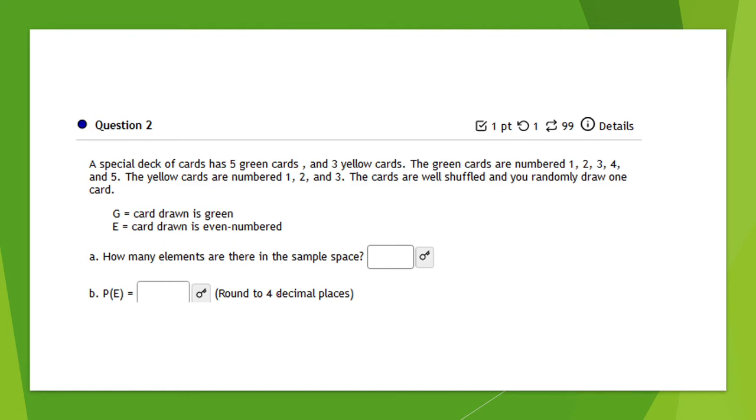How many elements are there in the sample space? The sample space is all of the possible outcomes. Since we have 5 green cards and 3 yellow cards, we know that the total number in our sample space is 8 different types of cards. So for part A, we know there are 8 elements in our sample space.